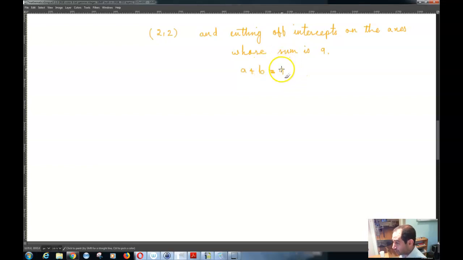Okay, so let's see if we can somehow get that equation. So if we have x divided by a plus y divided by b is equal to 1, and if I write a times b, and over here I can write bx plus ay is equal to 1.